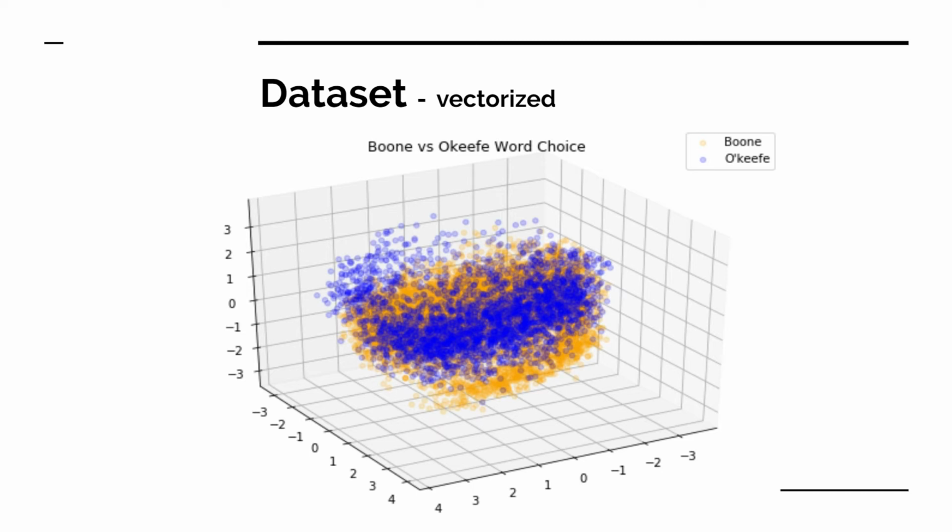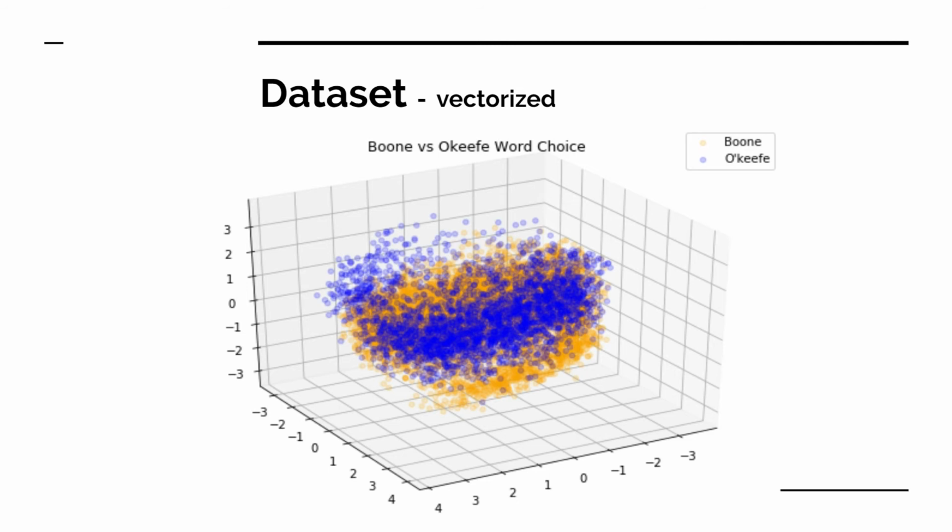This is kind of interesting. From this slice of it, it looks like Boone had more of a spread of words than O'Keefe. Depending on what those words are, I doubt it's working this way, but if those were good words, you could then assume that Boone is a more generous reviewer. I guess that's kind of cool.